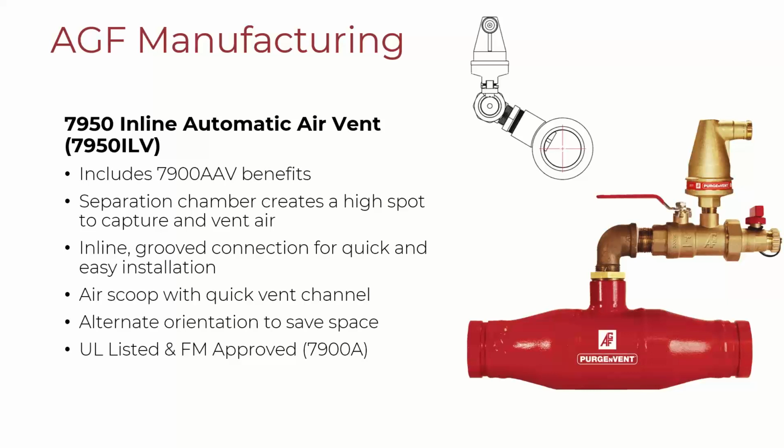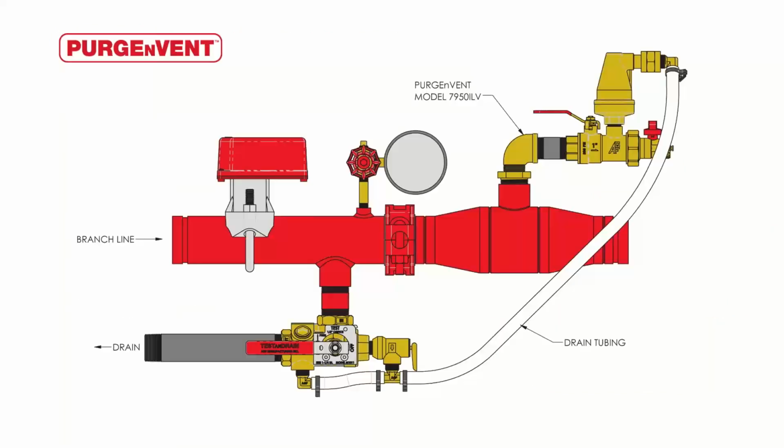Second, another unit we make is the 7950 ILB, or Inline Air Vent. This gives flexibility to the designer and the contractor to where if they're not really sure where they're going to locate the air vent on the system and they need just a little bit of flexibility, we give them this relocatable air vent. It can be installed in the center of the line. It makes its own artificial high point, or it can be installed at the end of the line and you just put an end cap on it.